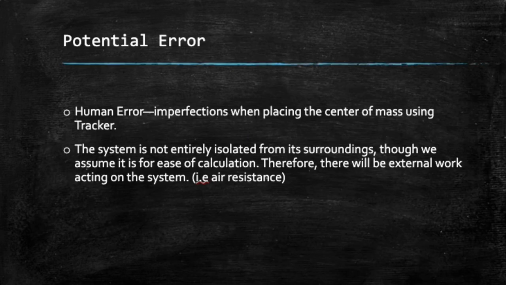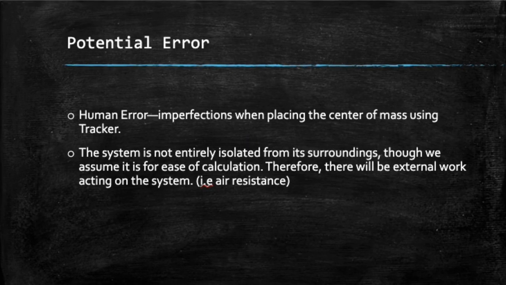Next up, we'll have potential error. The two errors I wanted to focus on were human error, centered around the imperfections we had when placing the center of mass using Tracker. And the second one is that the system is not entirely isolated from its surroundings, meaning there will be some external work, and the total energy is not equal to 0.